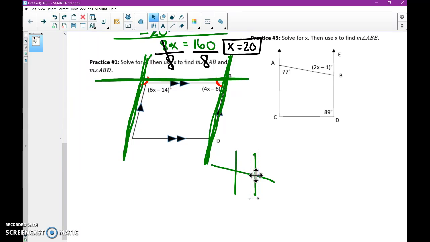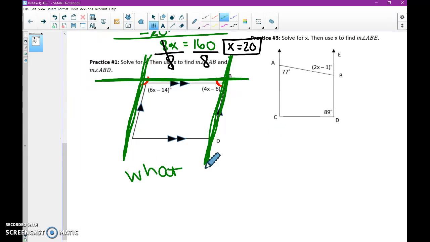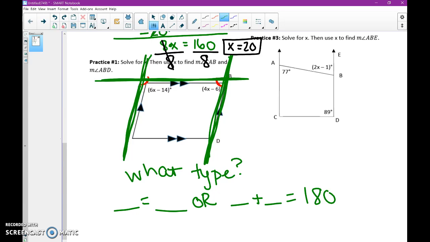Okay, so hopefully that gets you at least a little bit started. Remember, figure out what type of angles they are. So are they alternate? Are they interior, exterior? Are they corresponding? You know, what type are they? Start with that. So what type of angle? And then figure out, is it going to be congruent or supplementary? Work from there, and that'll tell you how to solve the rest of them.